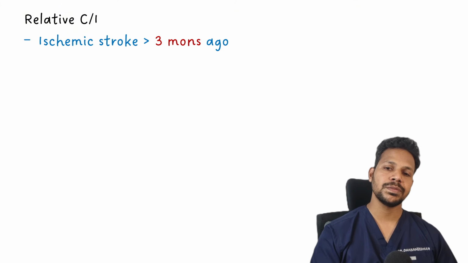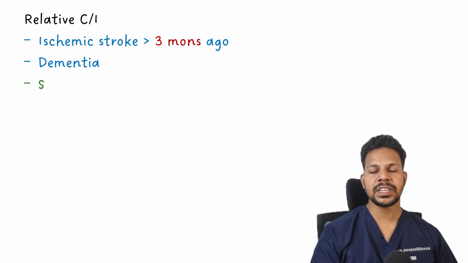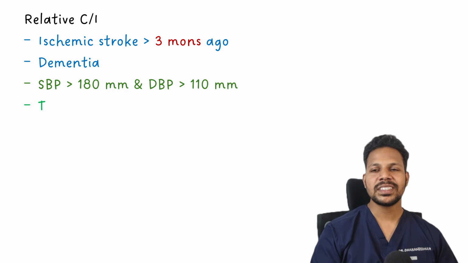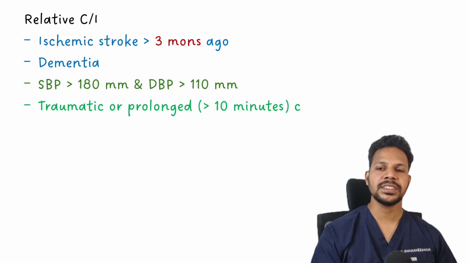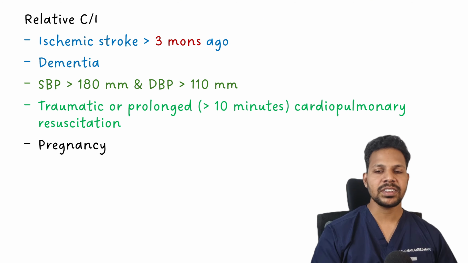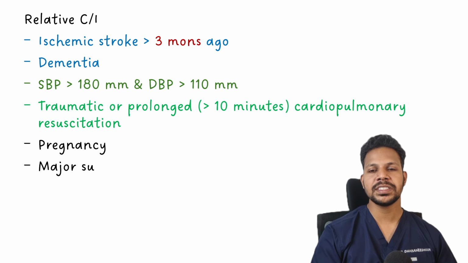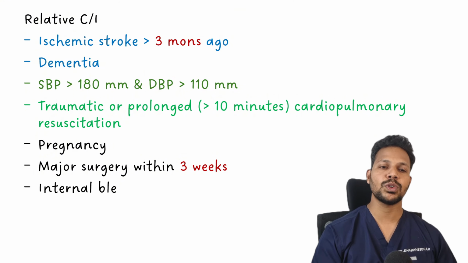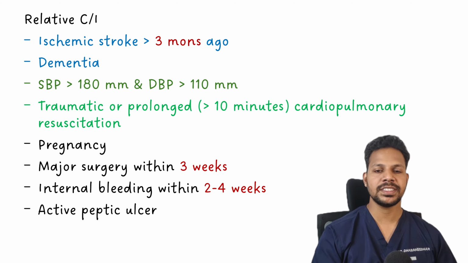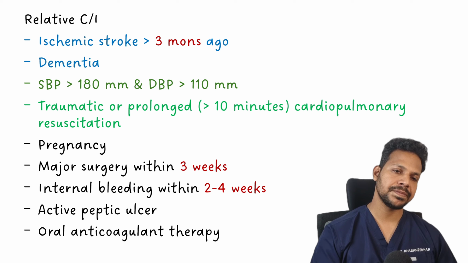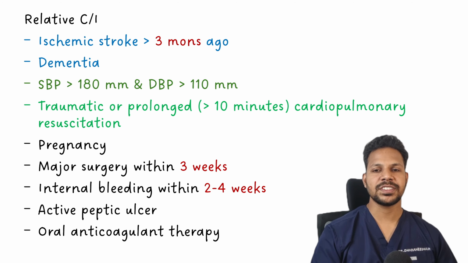more than 3 months ago. Dementia, systolic blood pressure more than 180 millimeters of mercury and diastolic more than 110 millimeters of mercury. Traumatic or prolonged cardiopulmonary resuscitation, that is approximately more than 10 minutes. If the patient is pregnant, or if the patient has undergone major surgery within the last 3 weeks, if there is any history of internal bleeding within the last 2 to 4 weeks, or if there is an active peptic ulcer, and usage of oral anticoagulant therapy. So these are all the relative contraindications for the patient to undergo thrombolysis.